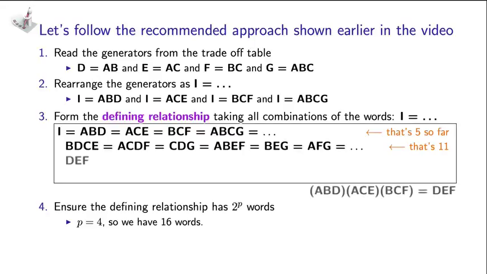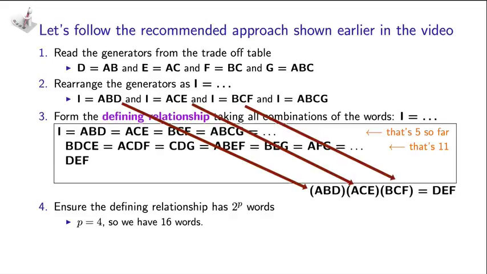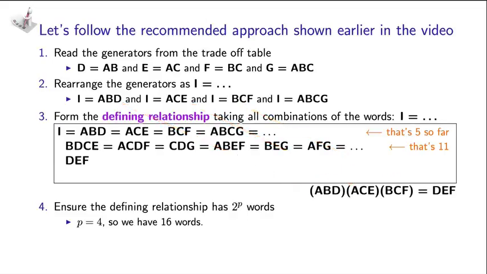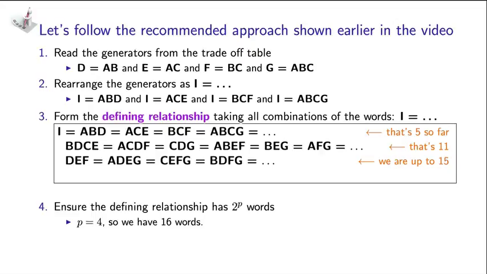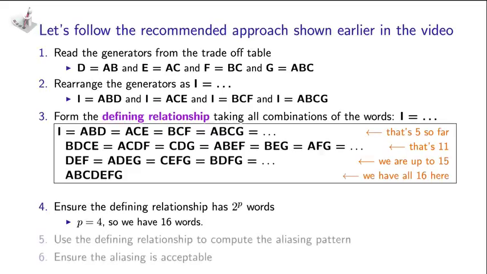The next step is to take our generators 3 at a time. ABD times ACE times BCF. That equals DEF. Try the next 3. So there we have a total of 15. And the final combination is to use all 4 generators multiplied together, and that simplifies to ABCDEFG. So here's our complete defining relationship.